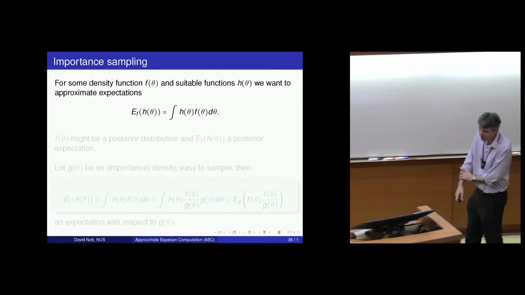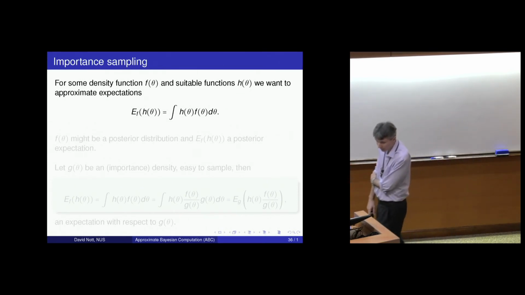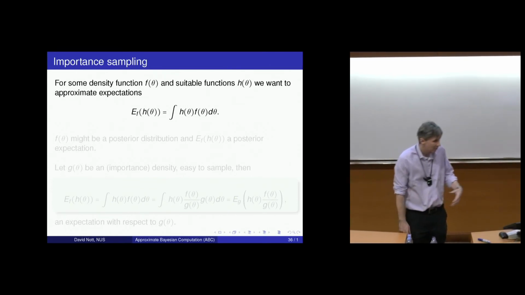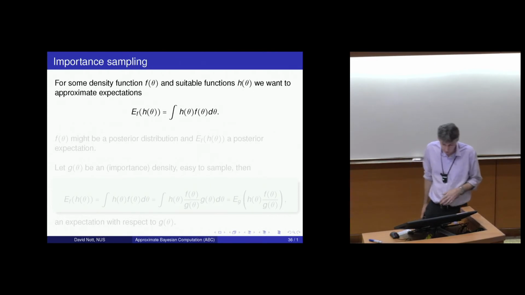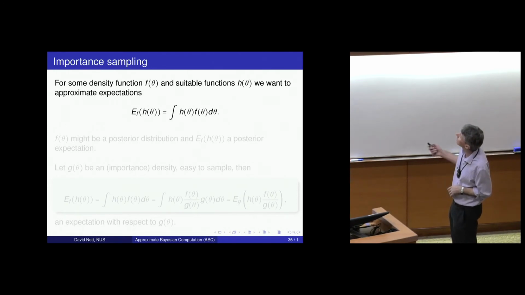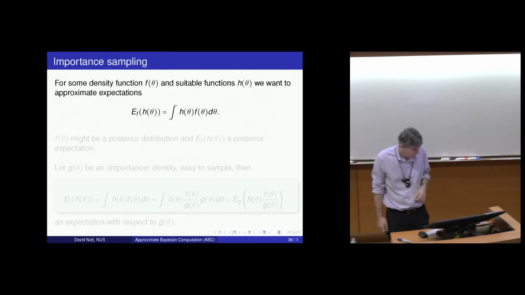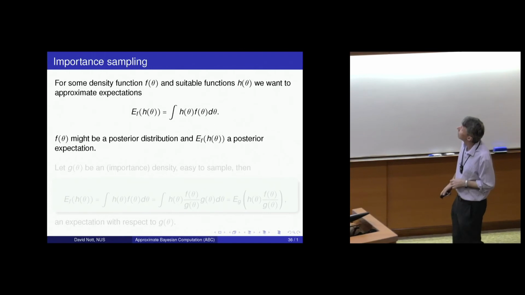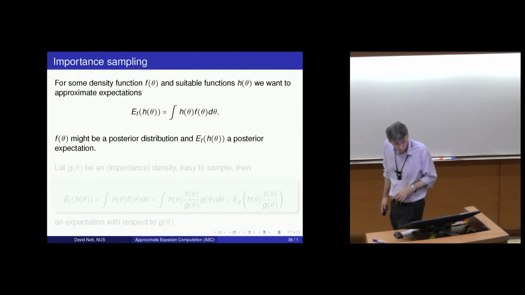Okay, so let me talk now about importance sampling approaches to ABC. I showed one way you could generalize the simple rejection ABC using a kernel. Importance sampling is another way to generalize the basic ABC algorithm. Okay, so I think for this audience, most people know what importance sampling is, but suppose you have some density function f of theta, and for suitable functions h of theta, you want to approximate expectations like this. So f of theta might be a posterior, and then maybe we want to compute or approximate some posterior expectation.